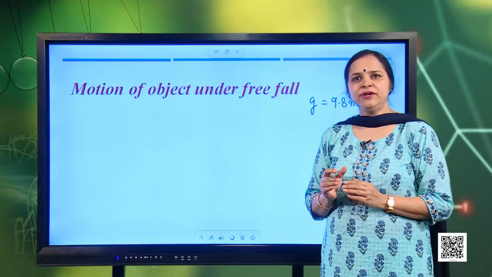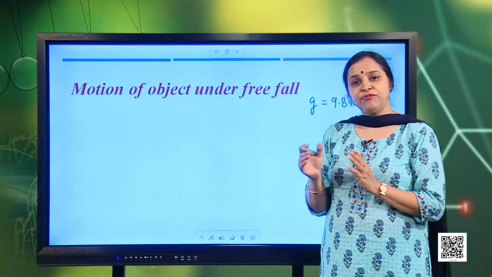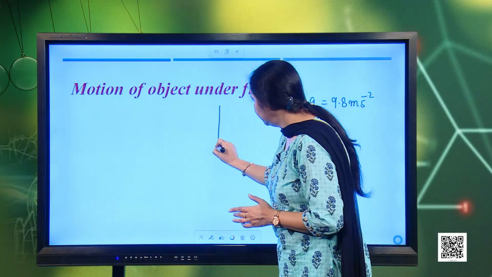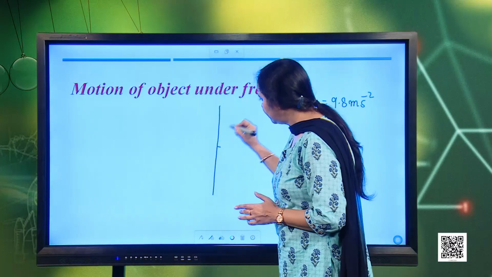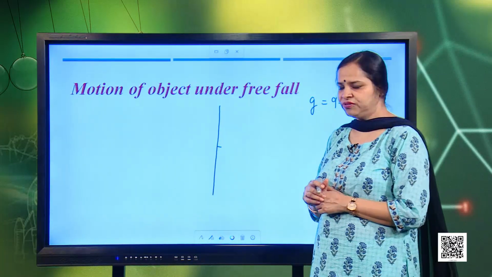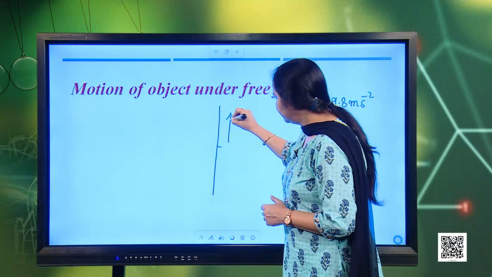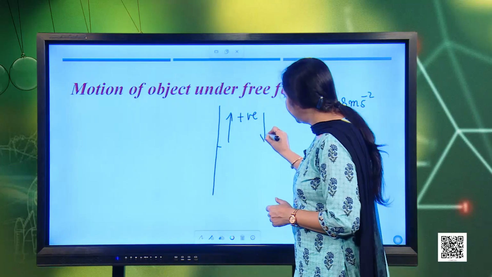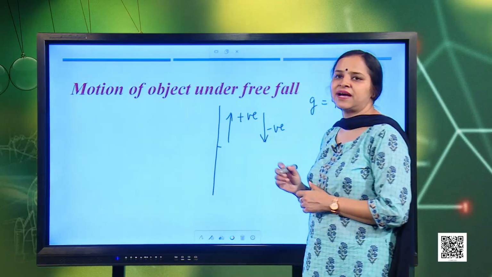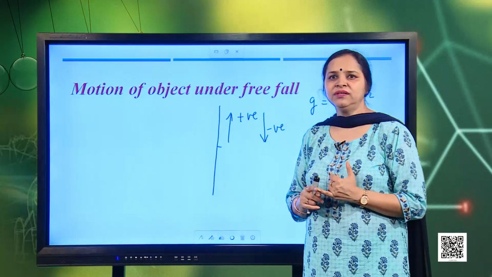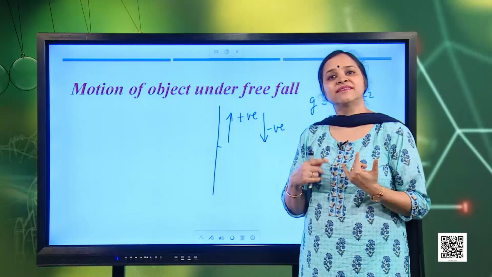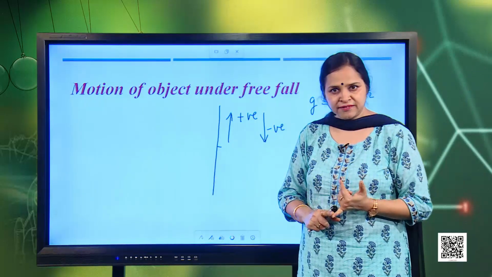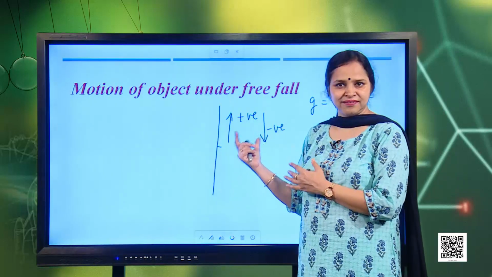One more thing, when we talk about the motion under free fall, we consider the motion along the y direction. Suppose this is the y-axis, where I consider the origin here, then the upward direction is taken to be the positive direction of motion, and the downward direction represents the negative direction of motion. So all the physical quantities which we use to describe this uniformly accelerated motion, we will be considering their values along with the sign conventions.